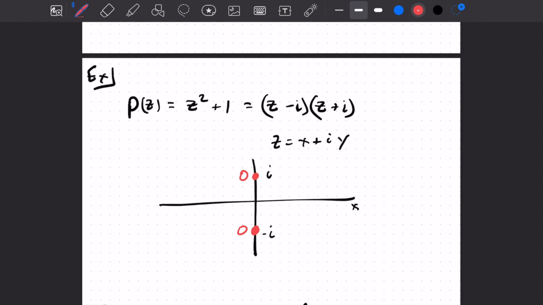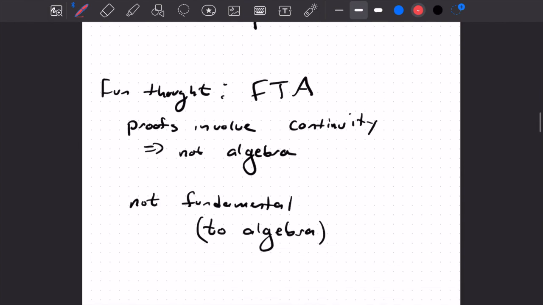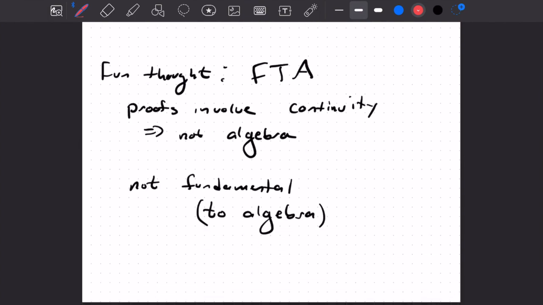And this is useful in many proofs in analysis, so you can factor out a term, and some sort of induction often happens. Okay, so an interesting thought on the fundamental theorem of algebra is that most, if not all, proofs involve some use of continuity. So it's not a theorem about algebra, and it's not fundamental to algebra. So it's sort of interesting. Why do we call it that? I don't know. But it is a fundamental result, just maybe not to algebra.